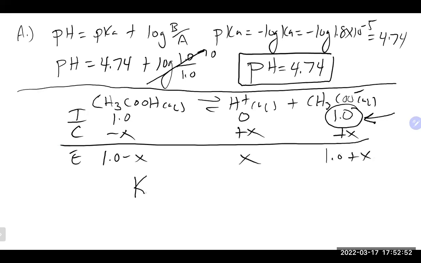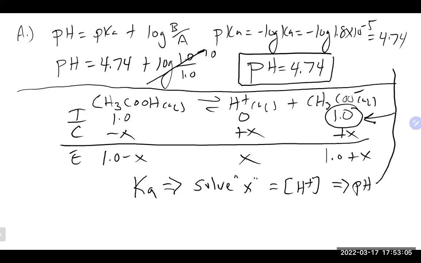This obviously, I won't finish it out, but it goes into our Ka expression where we would solve for x. X would obviously equal the H plus concentration, and then you could go into the pH, which should circle you back to basically the number that we got up there on top.